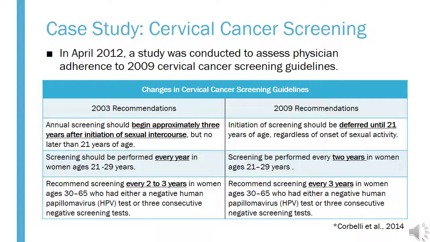As stated in the previous slide, guideline dissemination and implementation is not perfect, but how does it affect the screening practices of women's healthcare providers? In 2009, the American College of Obstetricians and Gynecologists significantly changed the screening guidelines for cervical cancer by recommending less frequent screening. Several years after the recommendations had been publicized and disseminated, a group of researchers set out to assess physician adherence to the 2009 cervical cancer screening guidelines.